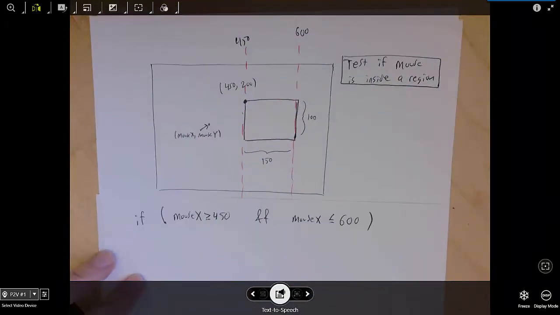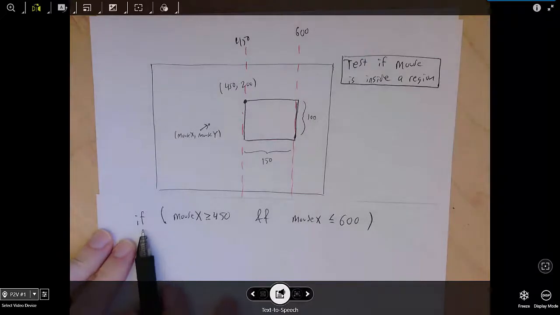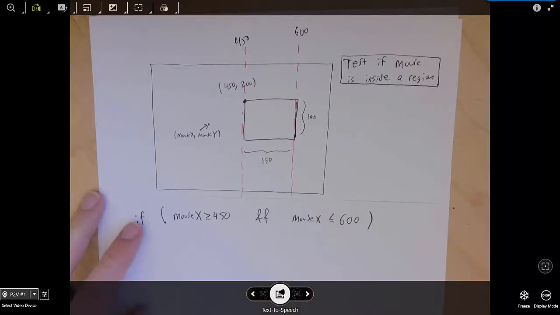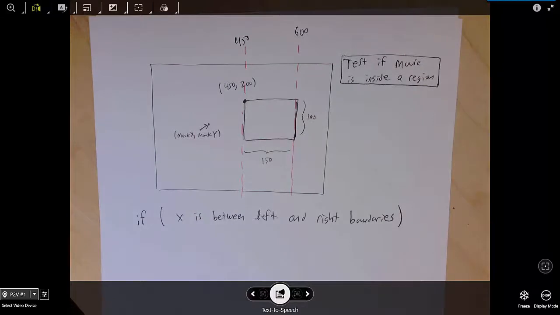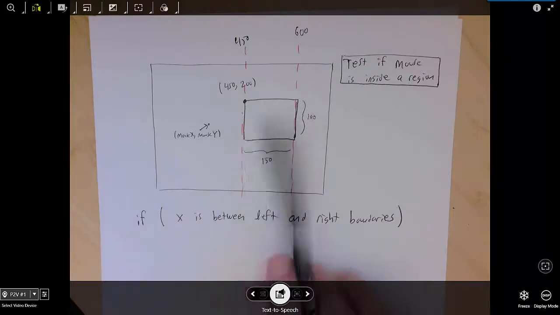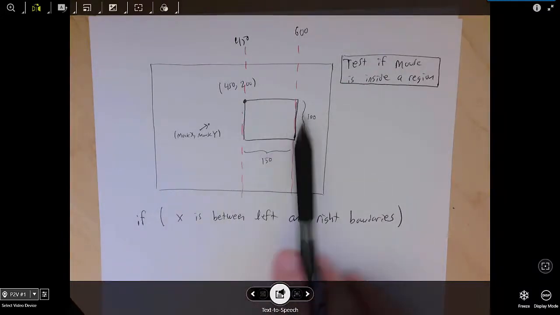So you could translate it into code this way. Here I'm asking, is it true that mouseX is larger than 450 and also mouseX is smaller than 600? So think about the logic of how we're putting this idea together. We're starting with an idea: is a point inside a rectangle? And we're breaking that question down into smaller questions that are about numbers. So we're saying, is the x coordinate between the left x coordinate and the right x coordinate?